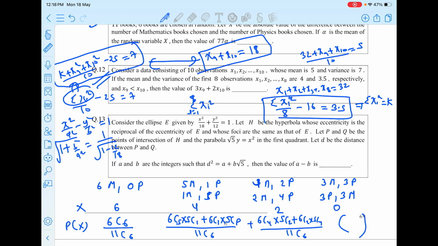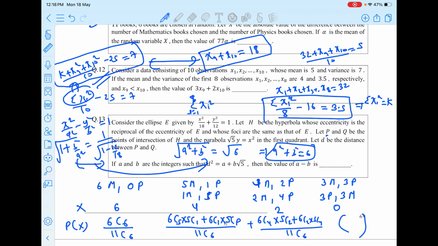Another relation is what? Another relation is foci is same. So that means what is the foci? Plus or minus root of a square plus b square is equal to 6. So there is another relation between a and b. So a square plus b square is equal to 6. So two relations between a and b, so you can find a and b. Once you get a and b, you will get the equation of hyperbola.